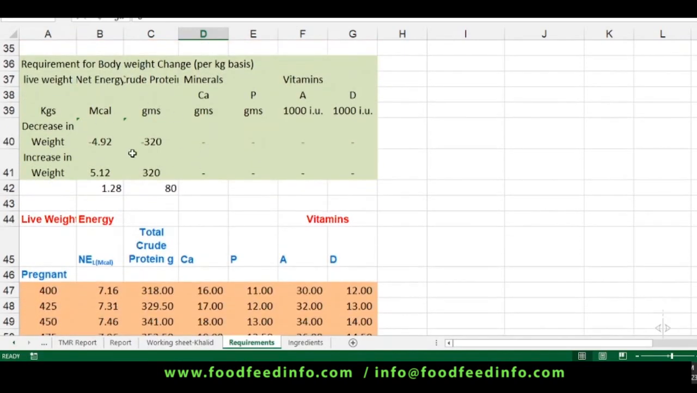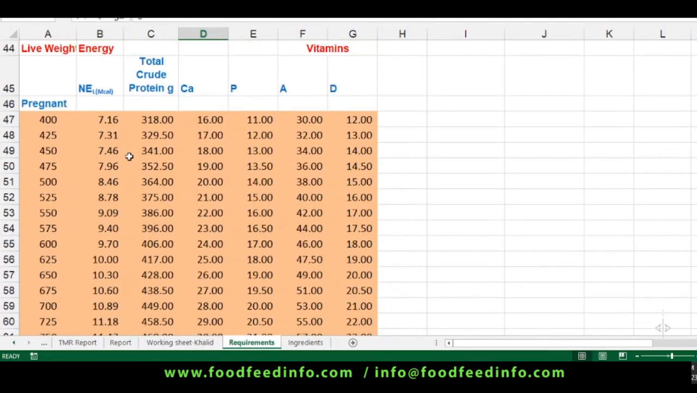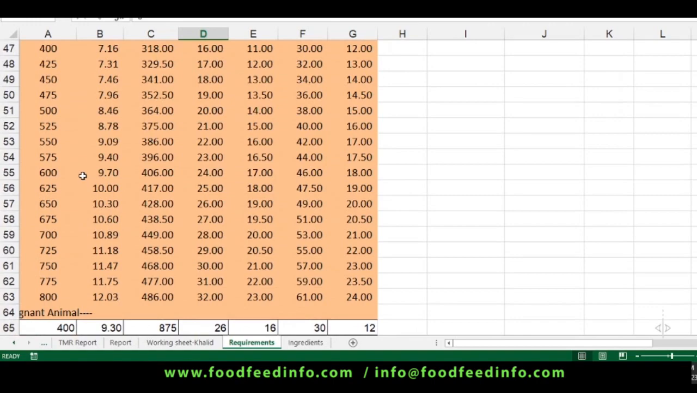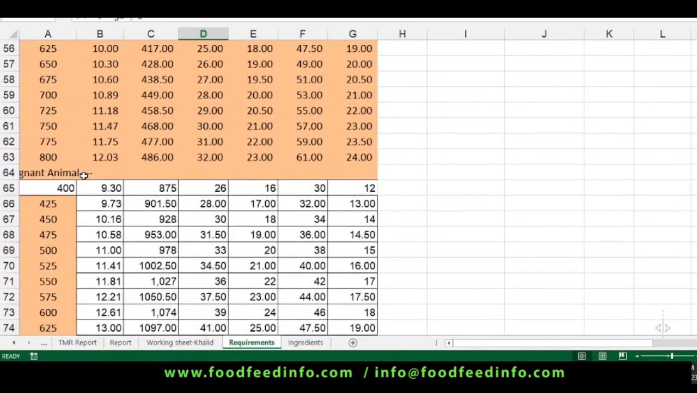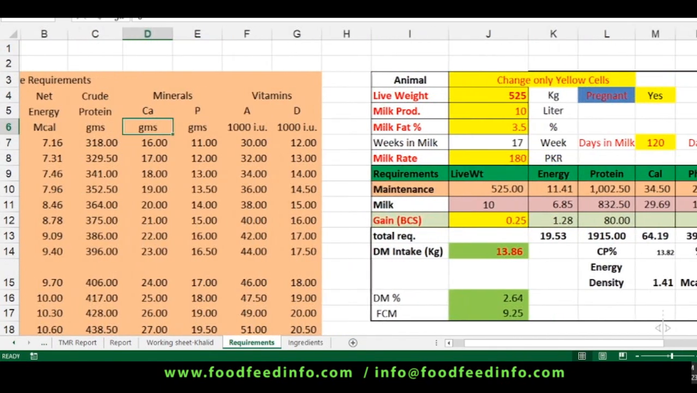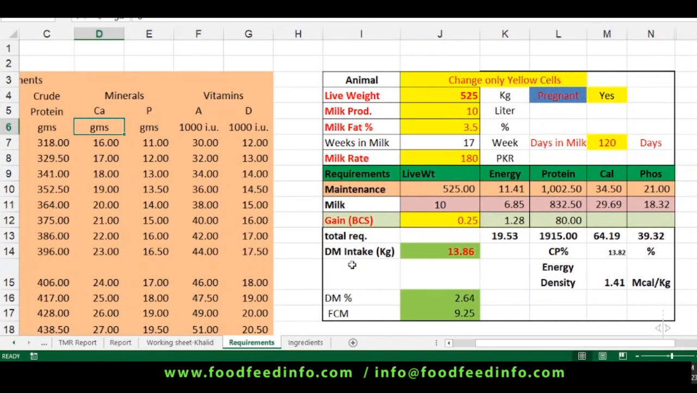Here are the values for changes in the body weight. Then the most important feature of this sheet, which was missing in the previous sheet, is the pregnant animal requirement during the last trimester of pregnancy. If an animal is lactating, that animal has a slightly different requirement compared to an animal that is not pregnant. So we have added this feature in the sheet, and it would help you prepare a more precise ration. You just have to change the values in the yellow cells.